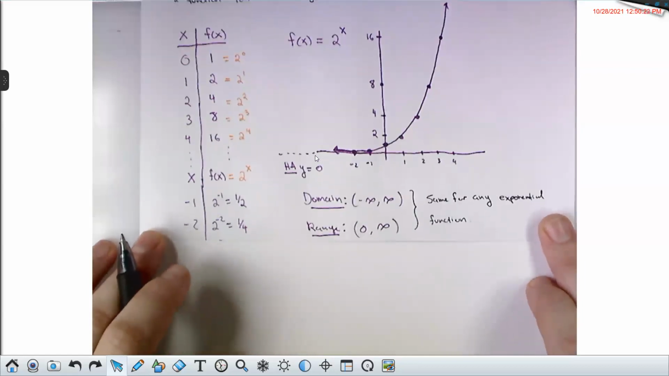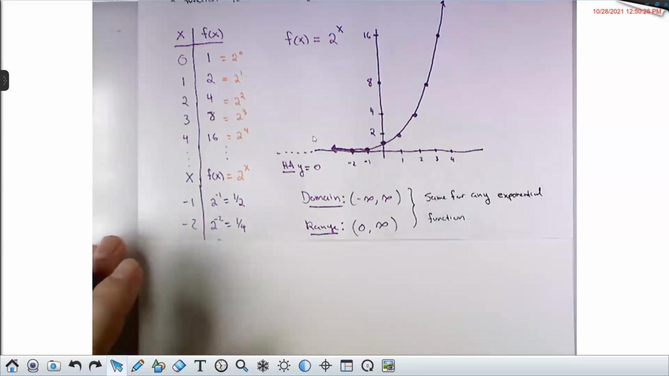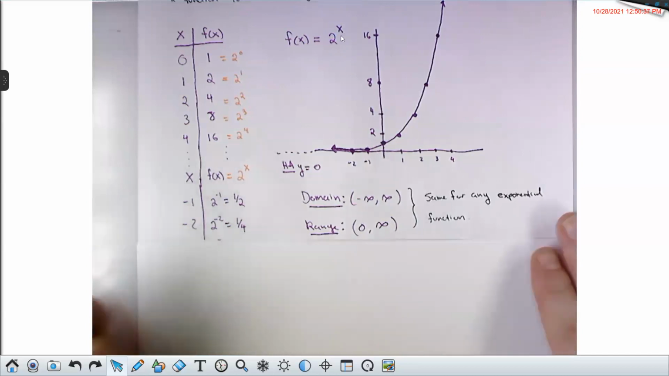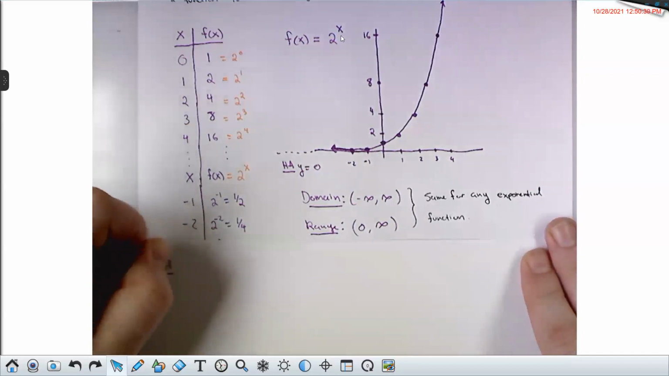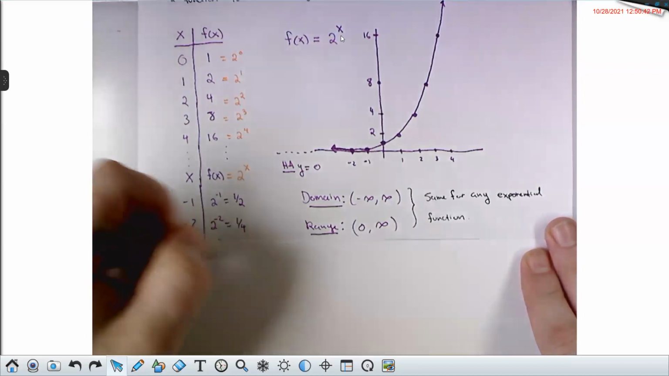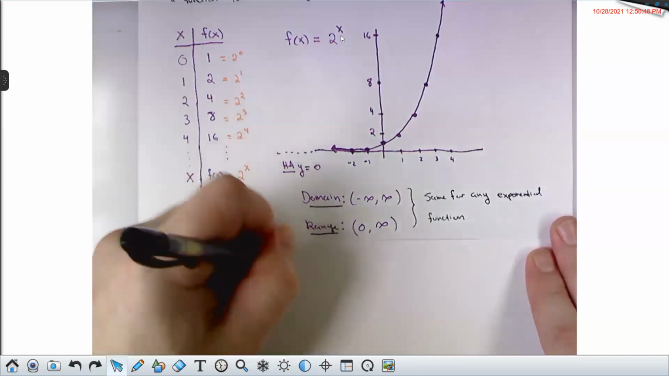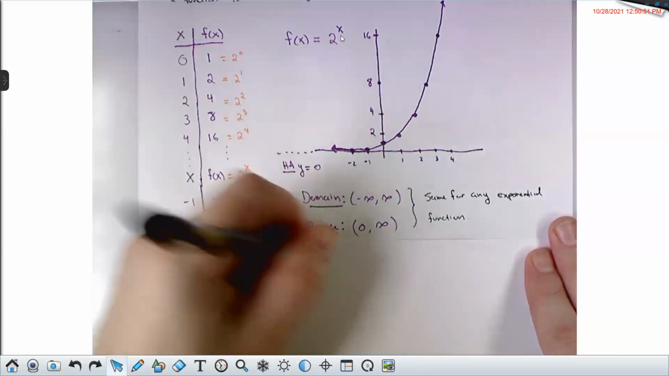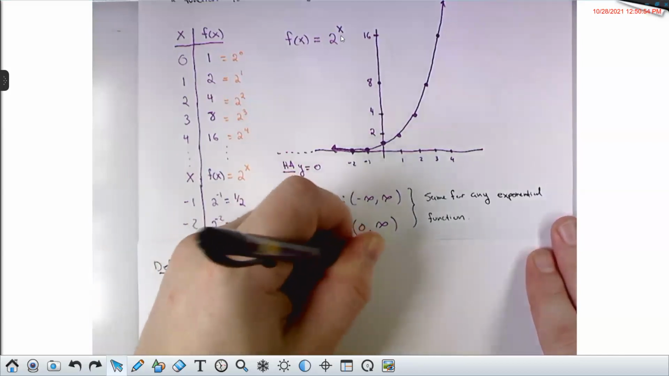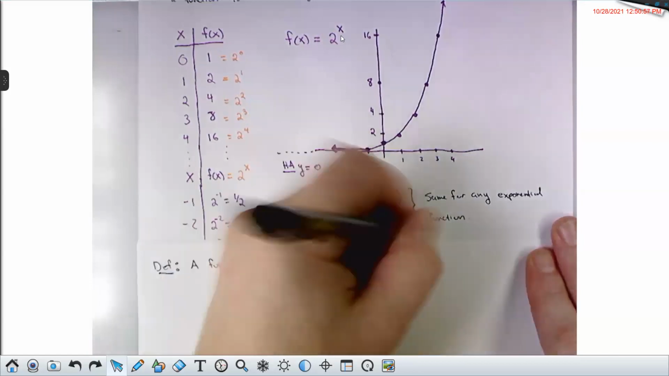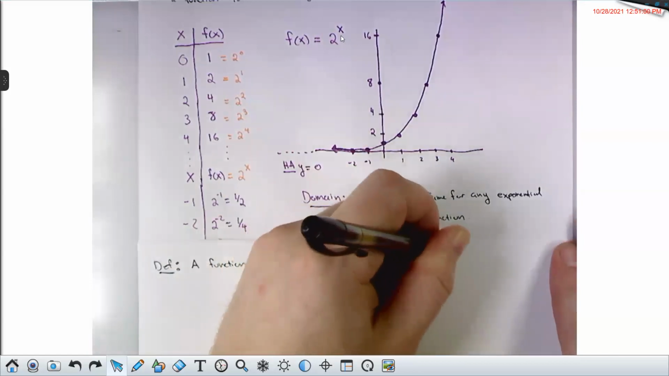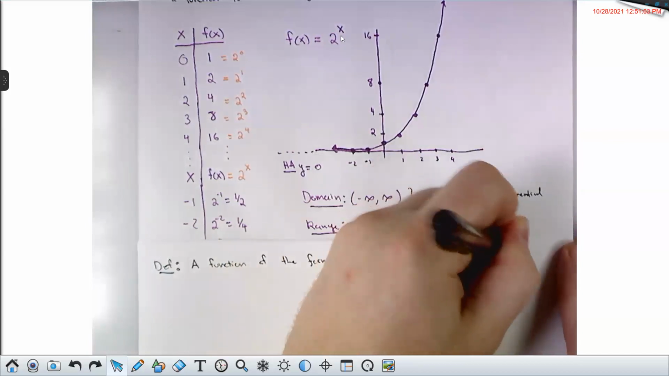And kind of what makes this different from all the other functions we've seen in the past. In the past, we've seen things like x to the 2 or x to the 3, stuff like that, where the base is a variable and the power is a constant. Here, those roles are reversed. So an exponential function, let's say a function of the form f of x equals a to the x is called an exponential function.